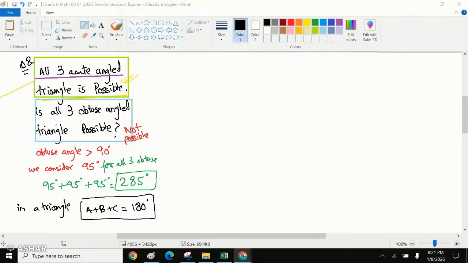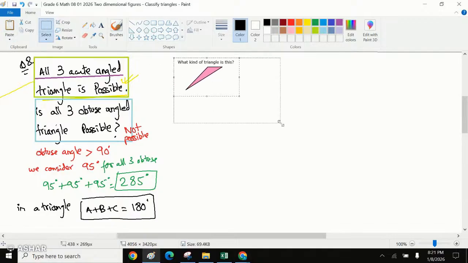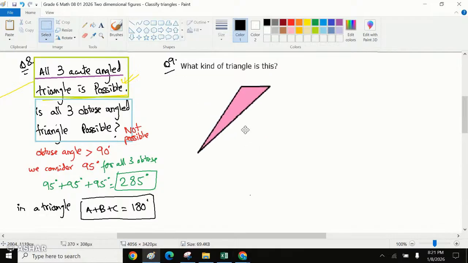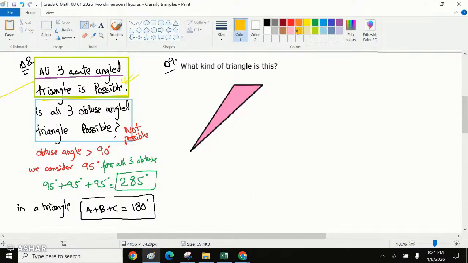Moving on to the next question. What we understood was that three acute angles in a triangle is possible, but not more than one obtuse angle is possible, right? If there is one obtuse angle, we are okay. But if there are two obtuse angles, the triangle would not be possible, right? In this case, what kind of a triangle is this? Can we say this is acute?